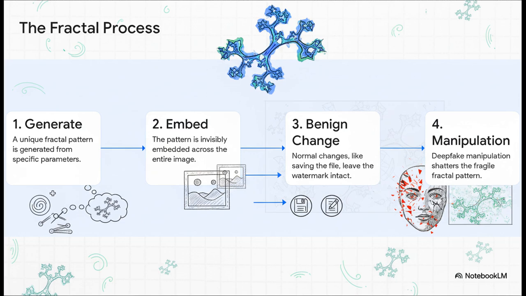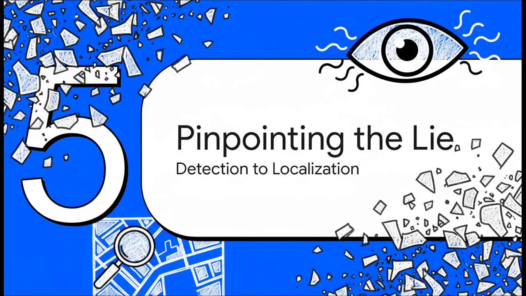First, a unique fractal pattern is created. Second, that pattern gets invisibly woven into the entire image, from corner to corner. Third, if you do something normal, like compress the file to email it, the watermark stays perfectly intact. But, and this is the absolute key, if a deepfake algorithm messes with any part of that image, the fractal pattern in that specific area shatters. And that shattering effect is what leads to the real breakthrough of this entire method.